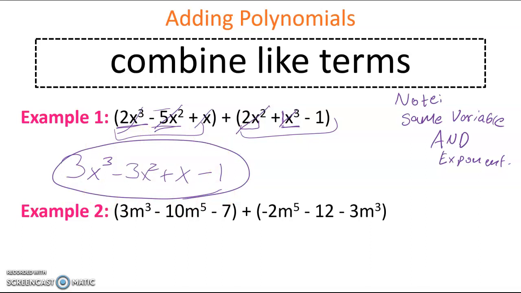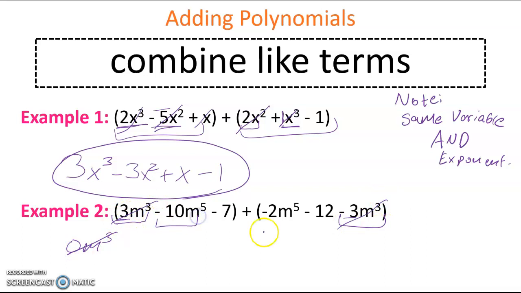Same idea, going down to the bottom one there. 3m cubed. I need to combine my like terms, starting with the first one. Look for any other m to the third powers. I get one right here. And remember, I'm going to add the numbers out front: 3 plus a negative 3. Well, that's 0m cubed, which means I don't have to write it. So I'm basically done with those.